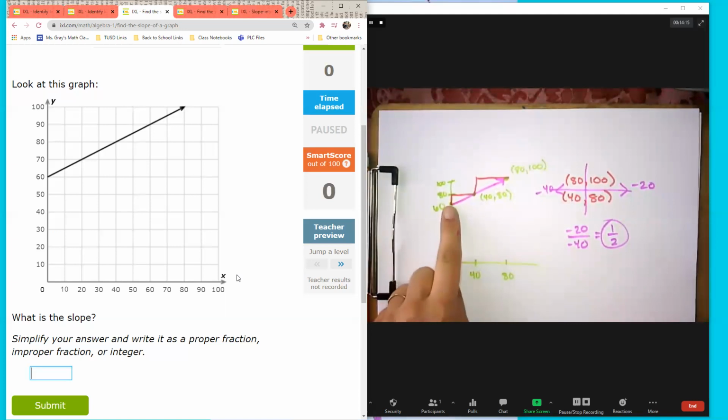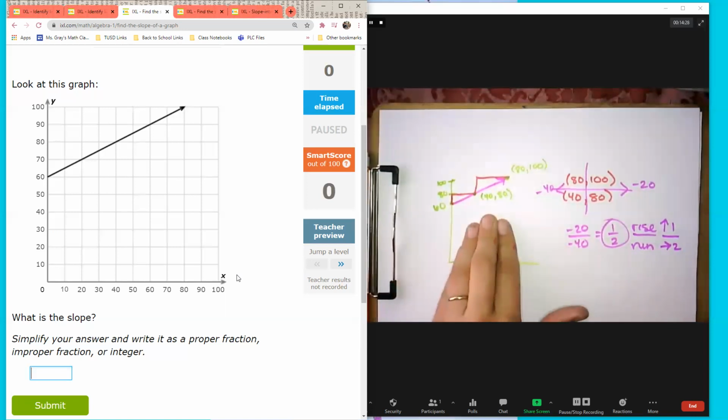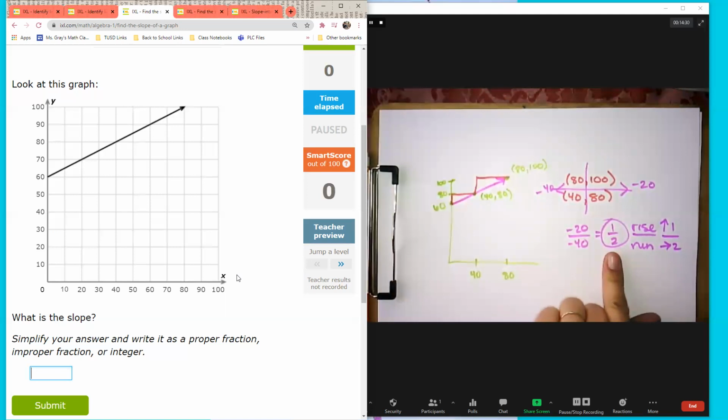So every time this graph goes up one box, it goes over 2. This is rise over run. So up 1 over 2 is really what it's saying. Which we'll practice a little bit more later. Right now, they're really just focused on you being able to find that. So make sure you read this. It asks for the slope. It says you can write it as a proper fraction, an improper fraction, or an integer. So 1/2.